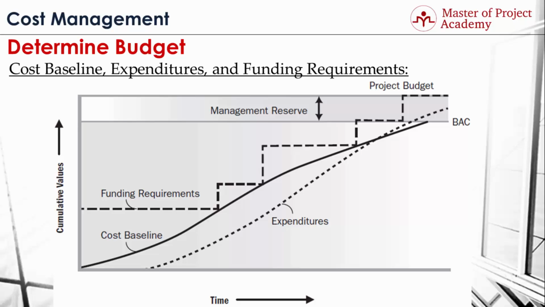And if you look at the funding requirements, we see a staircase model, and this shows that funding will be provided for the project step by step. So each increase in this dotted funding requirements staircase line represents a new cash flow into your project. The top of the figure shows the management reserve. The right end of the figure shows that expenditures will exceed the budget at completion value, which is actually the initially determined project budget. Therefore, the management reserve will be used in this project.